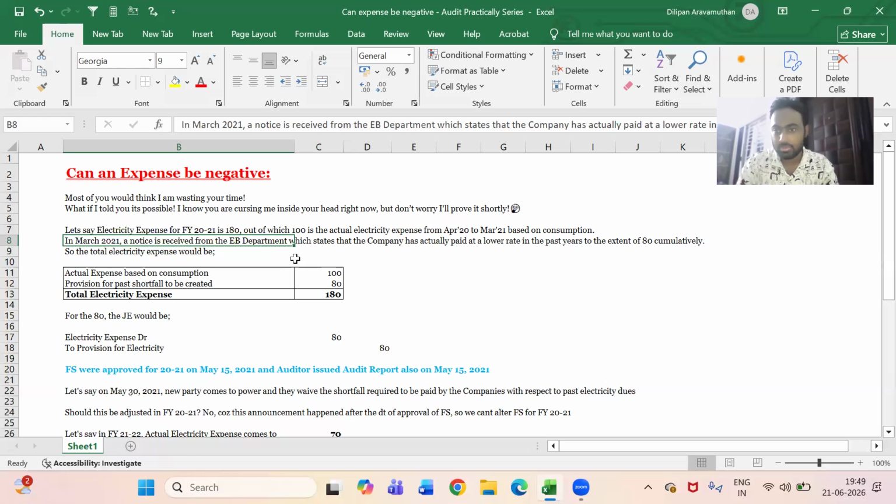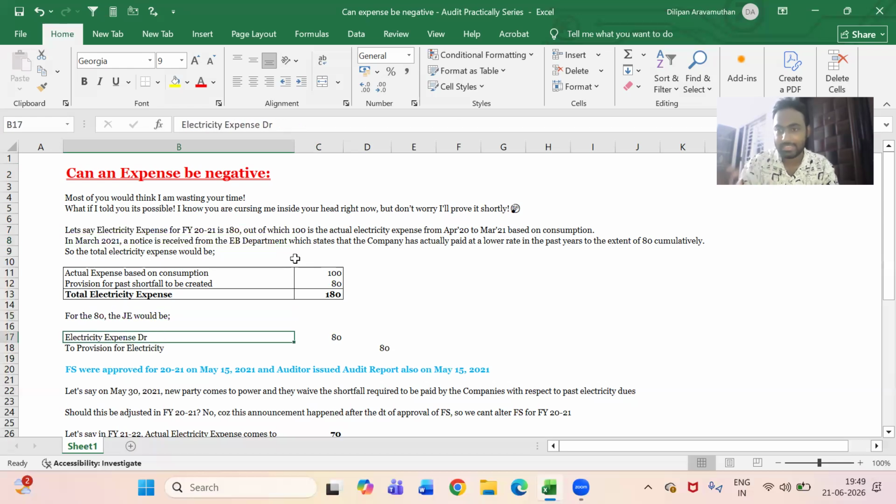So what would the entry be that is passed for the 80? The entry that would be passed for this 80 is probably electricity expense debit 80 to provision for electricity expense 80. I hope that is very clear, guys, because it's a present obligation arising from a past event, and we would be required to create a provision as per Ind AS 37 or AS 29, as the case may be. I hope the discussion is very clear, guys.